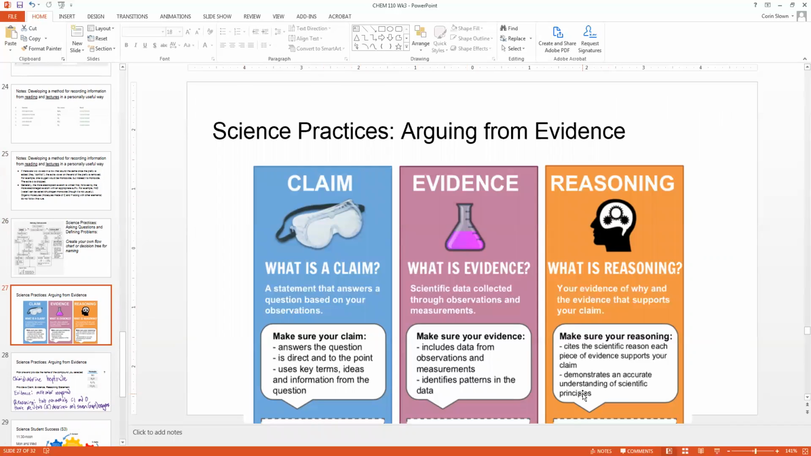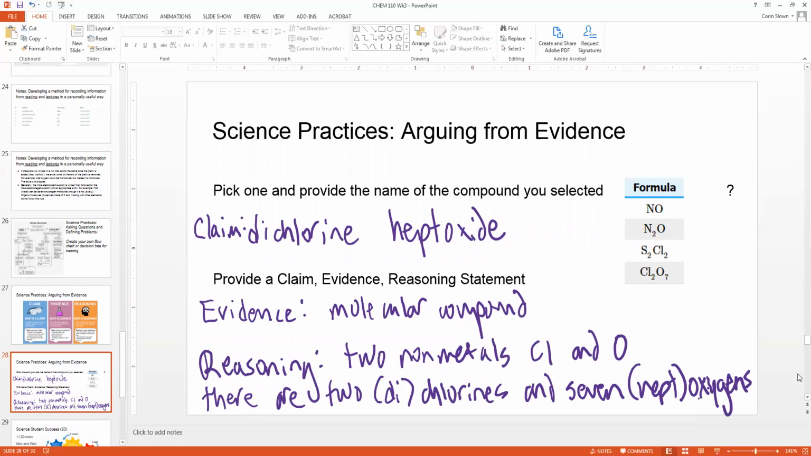So we're going to continue our practice of arguing from the evidence. And so we're going to practice making claim, evidence, reasoning statements. And so remember, the claim is your answer. That's your statement that's going to answer a question. Your evidence is the data that you collect, either through observations or measurements. Sometimes it's your calculation. And then your reasoning is your evidence of why, right? What supports your claim?